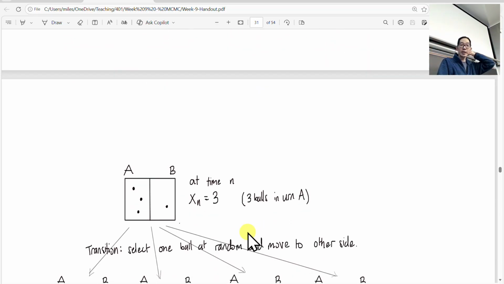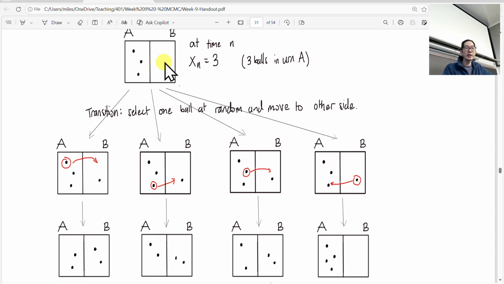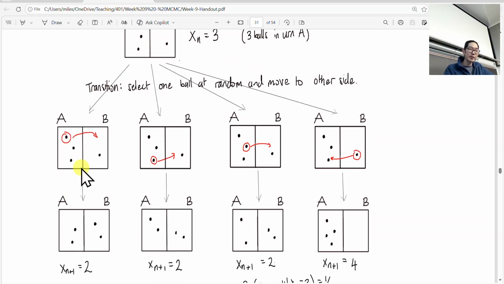If I start off at a different state, so if I'm looking at row number 3, if I have 3 molecules on side A and 1 molecule on side B, or 3 balls and 1 over here, I could pick this one, and if I move it to the other side, I end up with 2. If I pick this one, I end up with 2. If I pick this one, I end up with 2. If I pick this one, which is also possible, I end up with 4 over here.